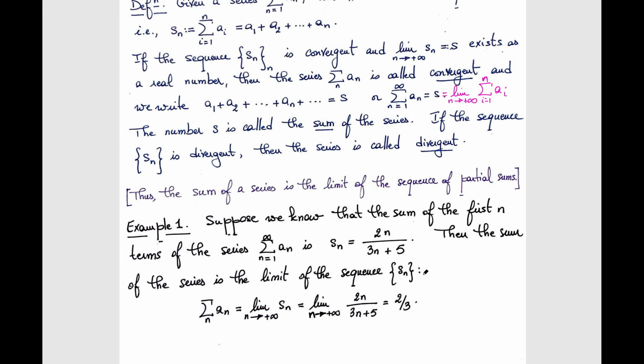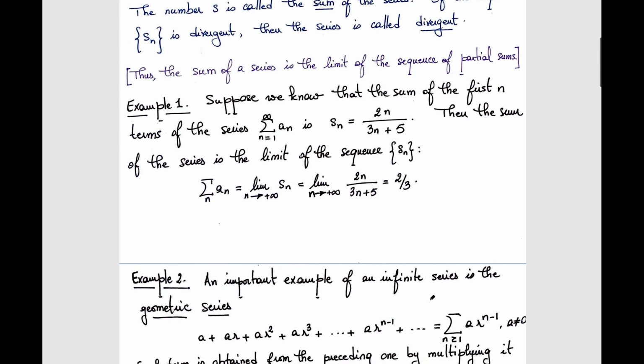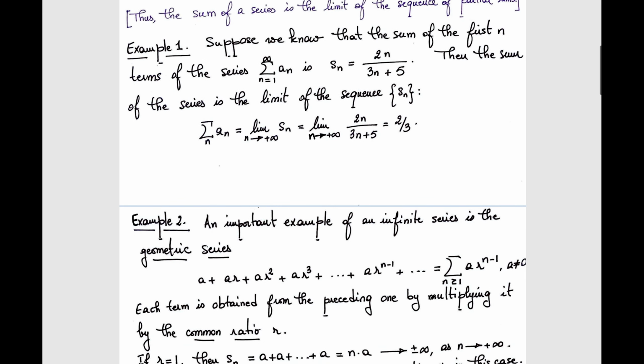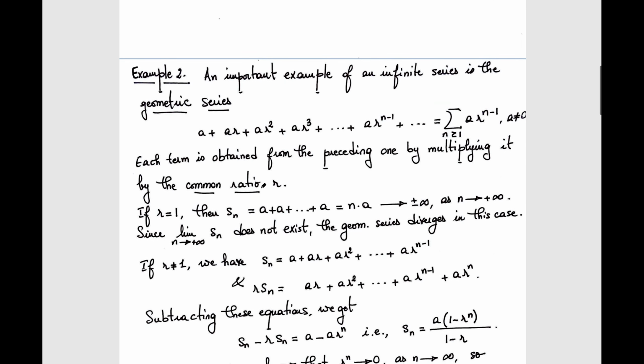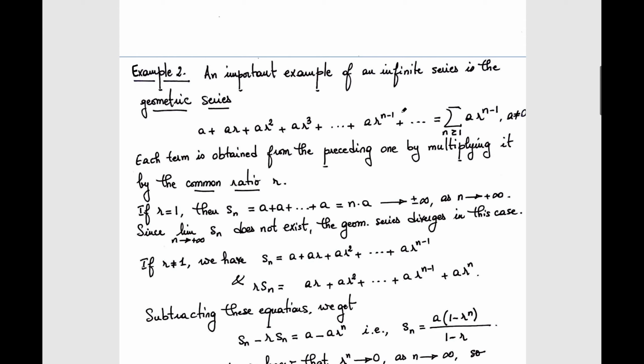In this example, we were given an expression for the sum of the first n terms, but it's usually not easy to find such an expression. In the next example, we're going to look at a famous series, the geometric series, for which we can actually find an explicit formula for the nth partial sum. Let's take a look at this series.